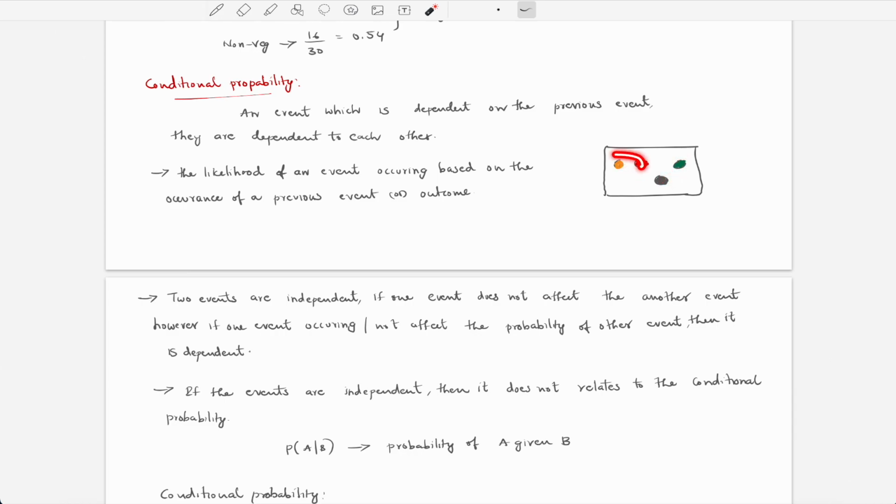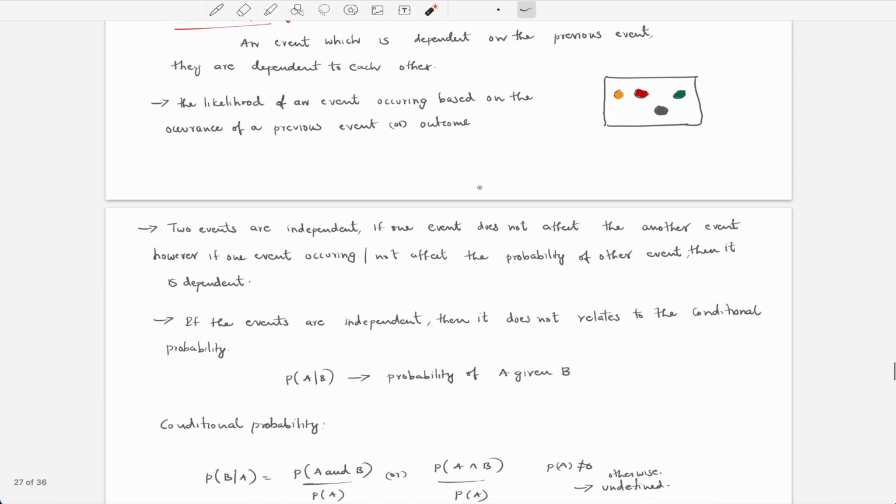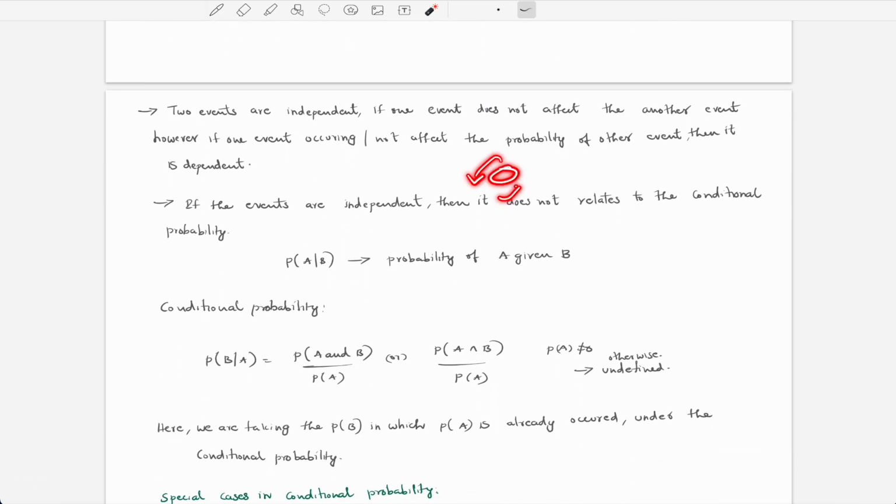Means like if this is taken out, it does not affect these three, but the probability, we have a probability of 1 by 4. If this is taken out, then it will become 1 by 3, right? The probability of the other events depends upon this red one. I hope you understand this. So if the events are independent, then it does not relate to the conditional probability. Like tossing a coin, it does not relate to the conditional probability.